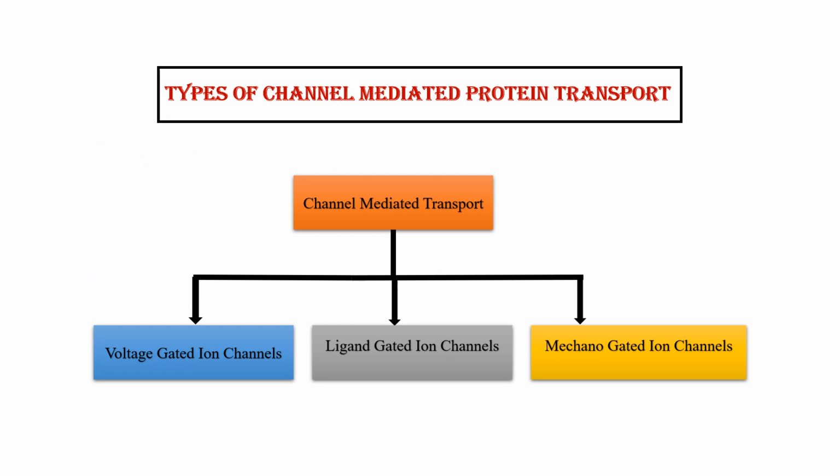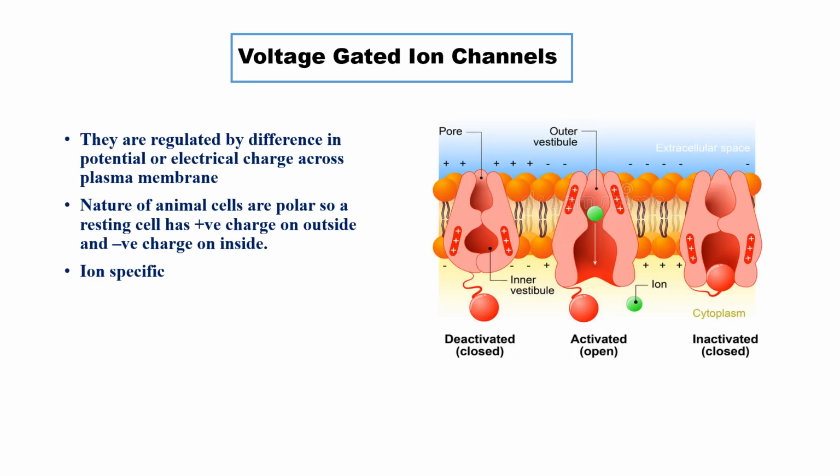Channel mediated protein transport is of three further types. The first is voltage gated ion channel, the second is ligand gated ion channel, and the third is mechanogated ion channel. Let us discuss them one by one. The voltage gated ion channel is regulated by the difference in potential or electric charge across the plasma membrane.